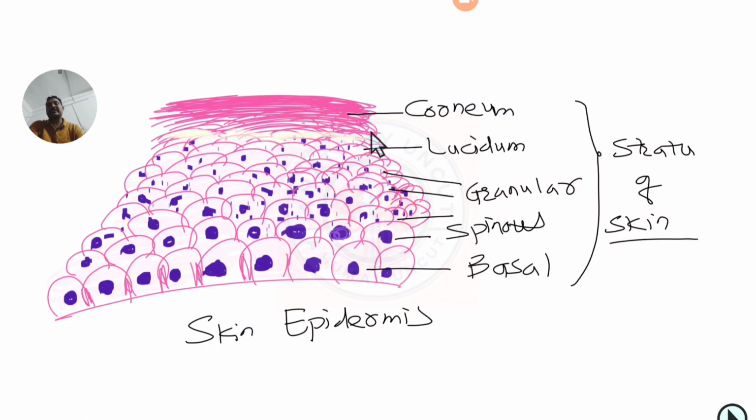We divide the skin into thick and thin. So this thick skin only will have the lucidum as per many of the books. Some of the books mention it as an artifact, or, I would say, some fault of the staining and all. Okay.